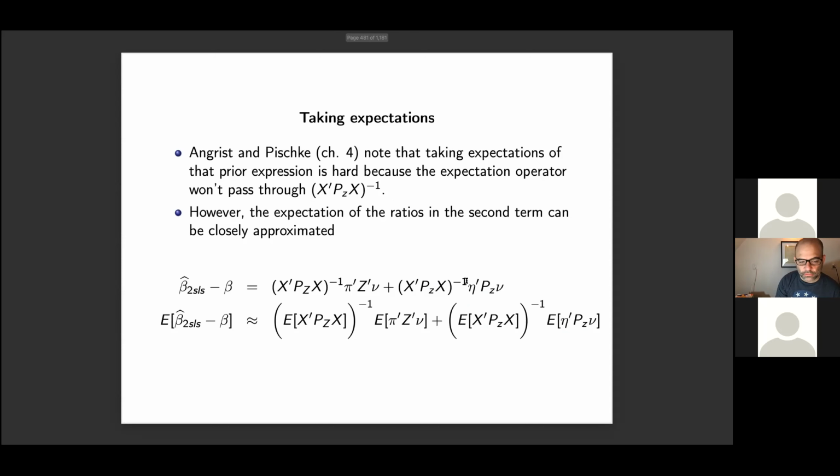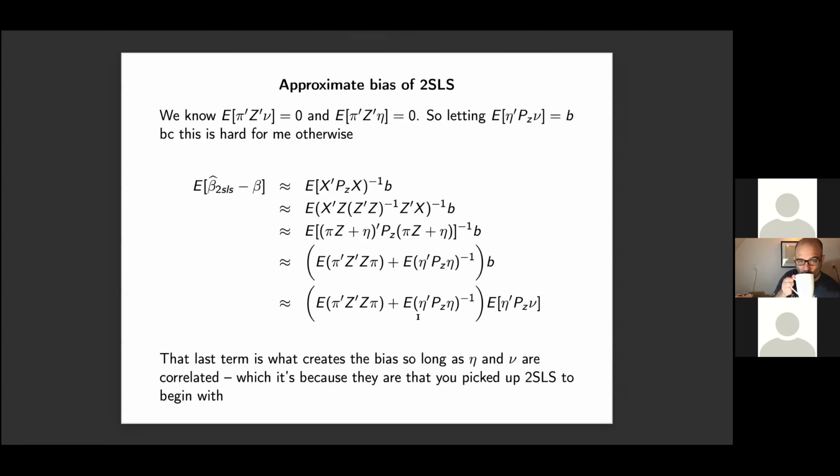Let's write this down so we can carry it to the next page. Expectation of beta two-stage least squares minus beta equals expectation, so this will be X. It's too much. It'll take too long. So we'll just go back and forth in a moment. All right.